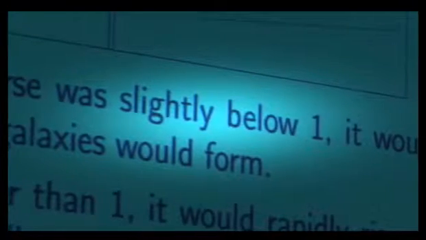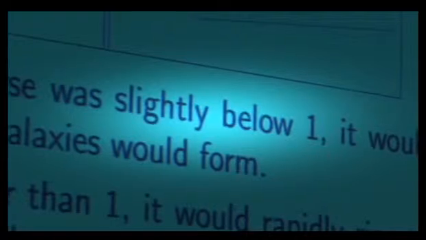That is, if omega is exactly equal to 1, it will stay exactly equal to 1 forever. But if omega in the early universe were slightly below 1, it would rapidly fall towards 0. And no galaxies, for example, would form. Lots of other things would be different too. The universe would just dilute to 0 density very quickly. On the other hand, if omega in the early universe were just slightly greater than 1, omega would rapidly rise towards infinity, which would mean the universe would reach a maximum size, turn around, and collapse. And all of that would happen rather quickly if omega were greater than 1 in the early universe.